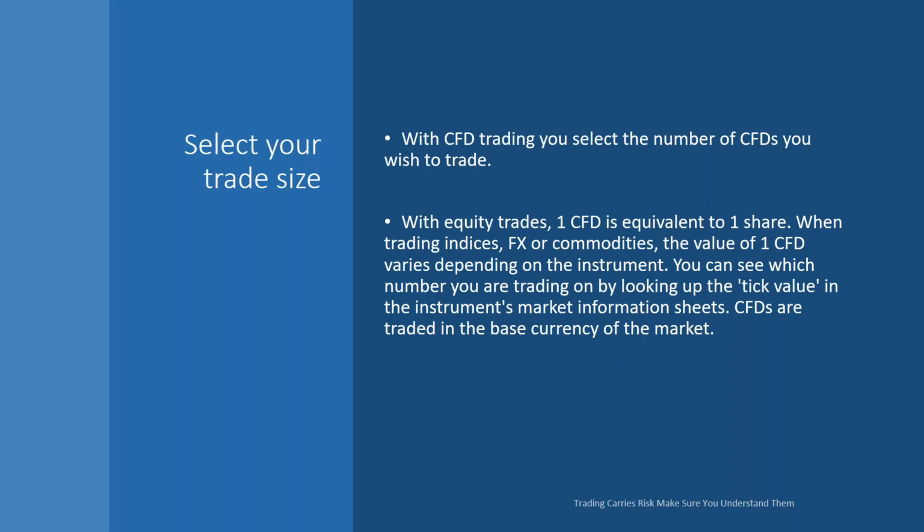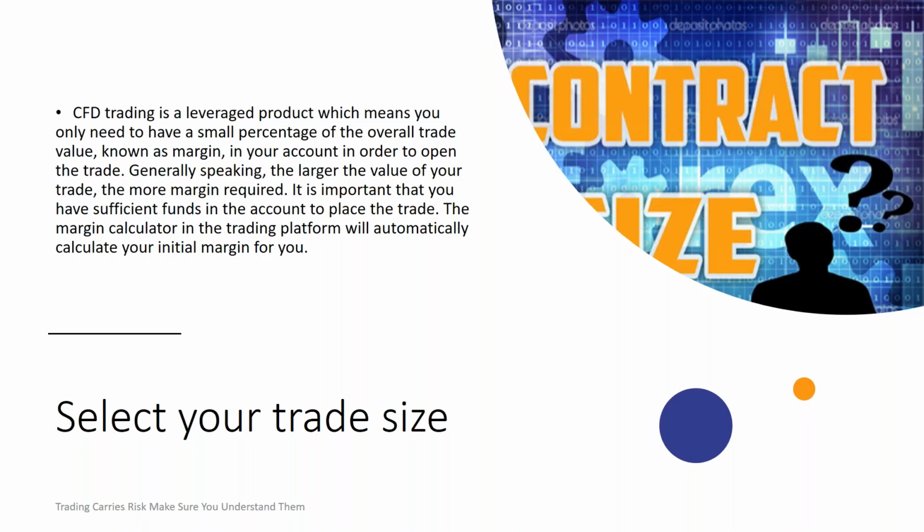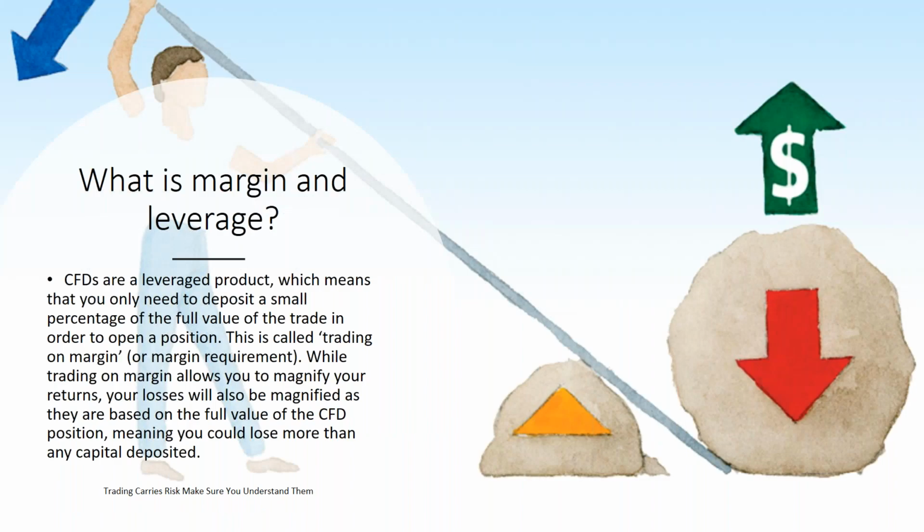And with CFD trading, you select the number of CFDs you wish to trade. You can pick one, or you can pick 10,000. Like I said, there is no lot size, there's no minimums, there's no contract size. CFD trading is a leveraged product, which means you only need to have a small percentage of your overall trade value, known as margin. Generally speaking, the larger the value of your trade, the more margin is required. But you can get leverage up to 200 to 1. That means if you have $1,000 in your account, you can actually control $200,000 worth of the market.